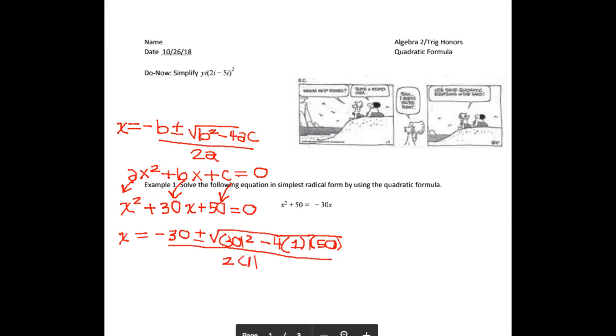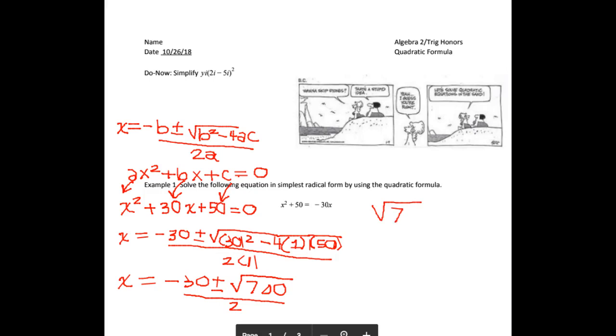All right. So I substitute in, and then I'm going to simplify everything that's under the radical right now. So let's think about this here. 30 squared is 900. 4 times 50 is going to be 200. So if I take 900 minus 200, I have 700 left. And then this is over 2. Okay, so you would want to simplify your radical.